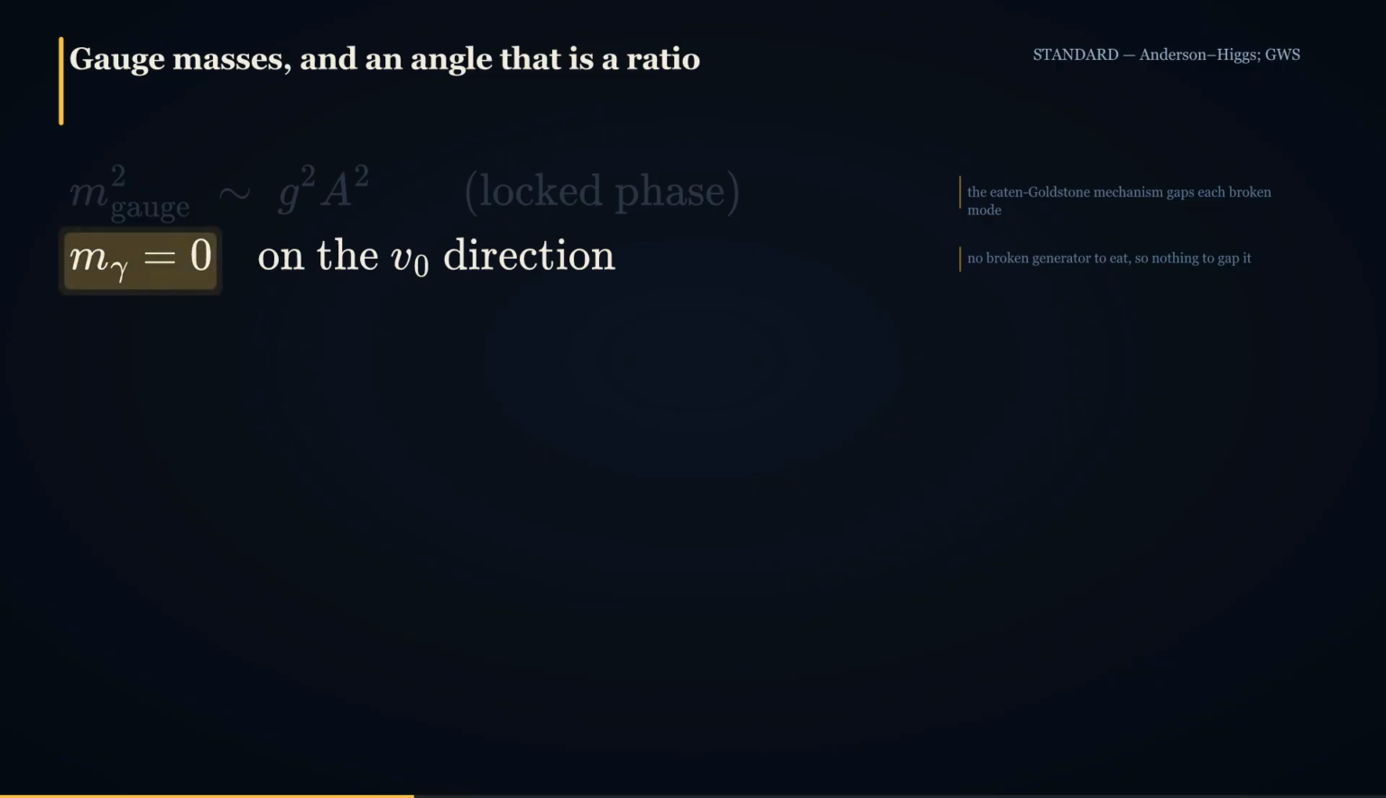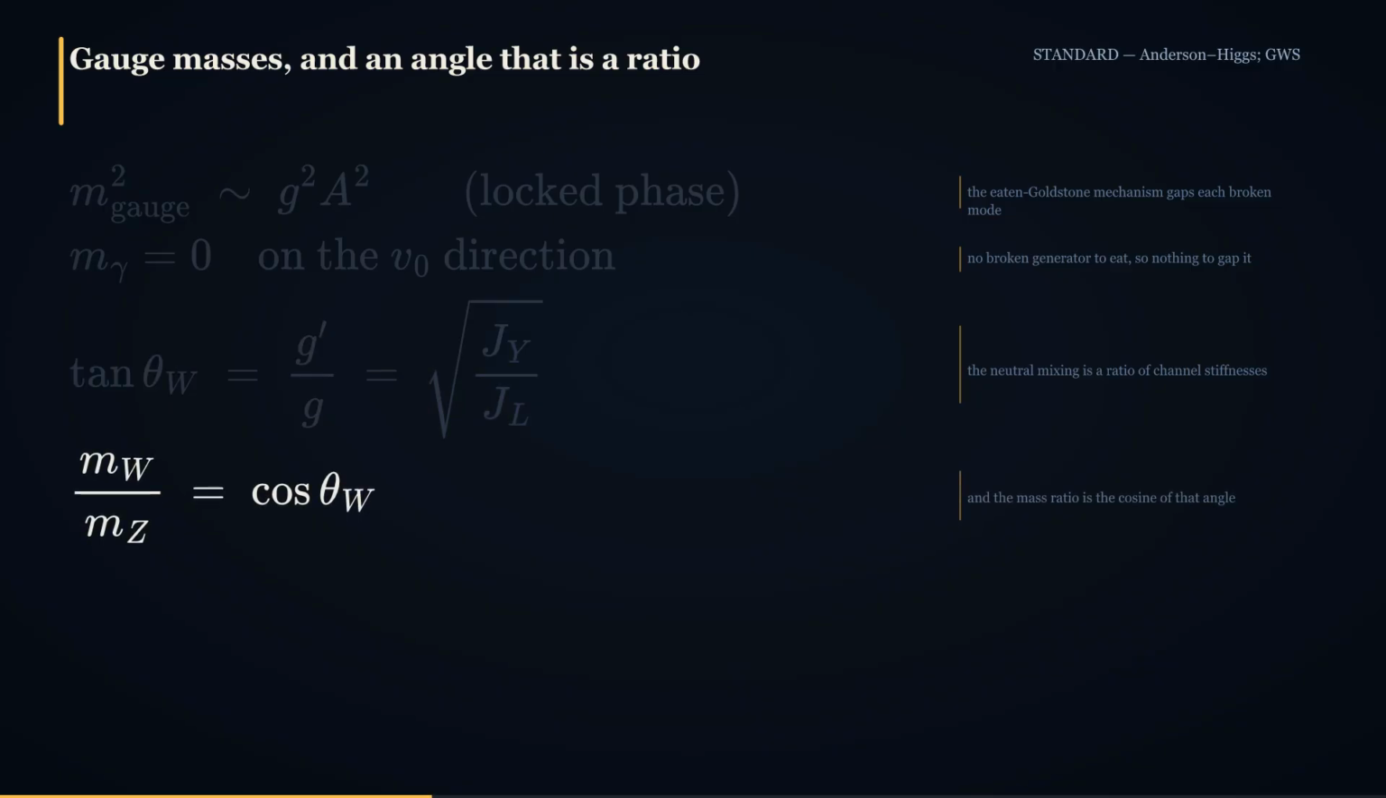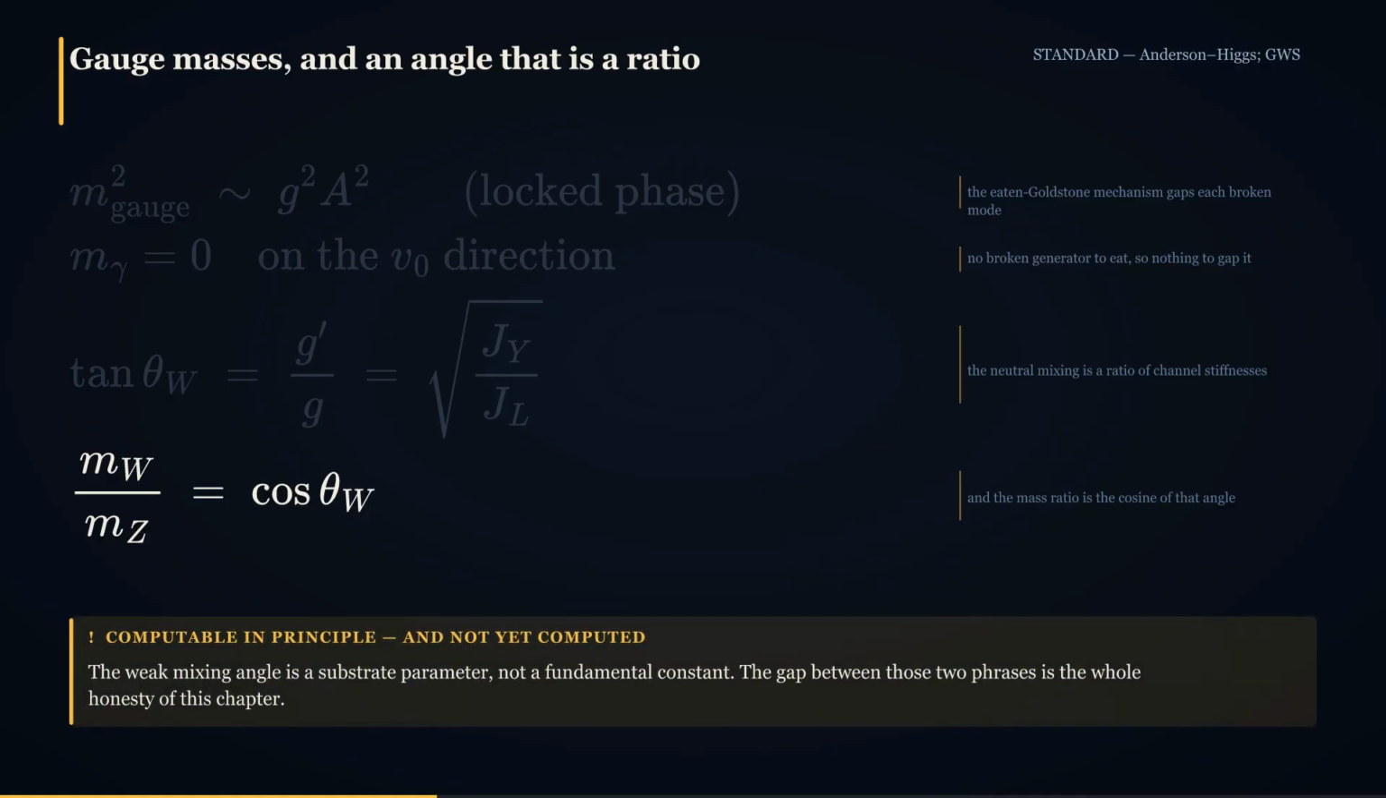The neutral modes mix into the Z and the photon, fixed by the ratio of 2 channel stiffnesses, which is the weak mixing angle. Its tangent is the root of the hypercharge stiffness over the weak isospin stiffness. So the angle is a substrate parameter, computable in principle from the coupling geometry, and not yet computed. The gap between those two words is the whole honesty of this chapter.